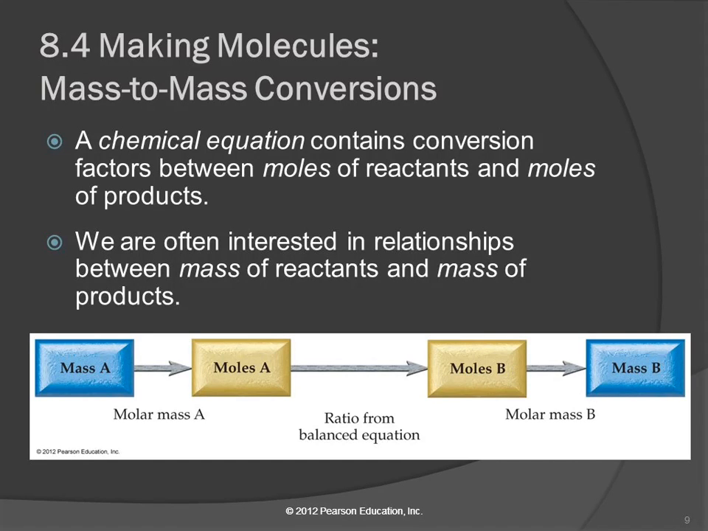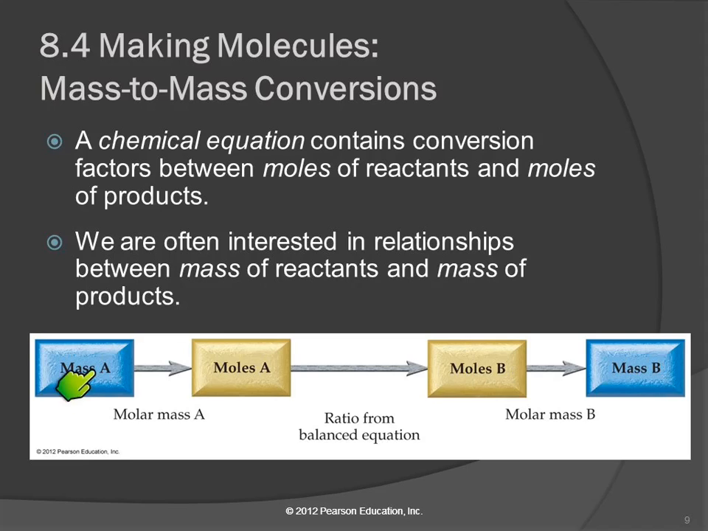So the chemical reaction gives us conversions between moles of reactants and moles of products, which is awesome. But we can't directly measure moles of compounds or elements, right? We measure things by their mass. So we're usually more interested in relationships between mass of reactants and mass of products. So how do we do that?